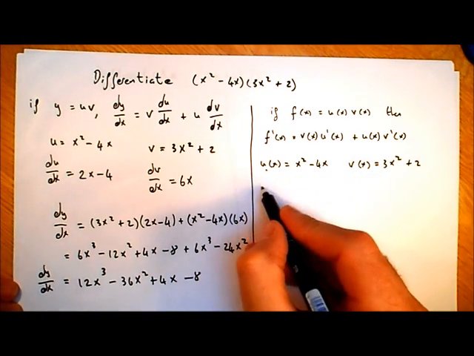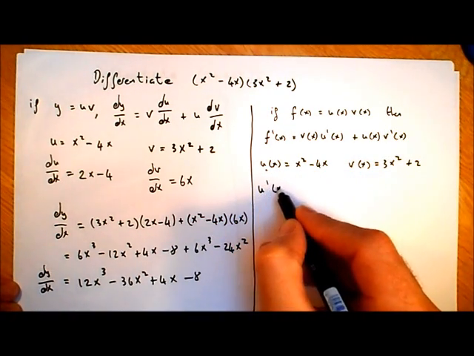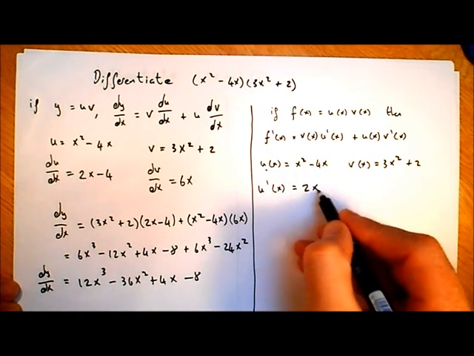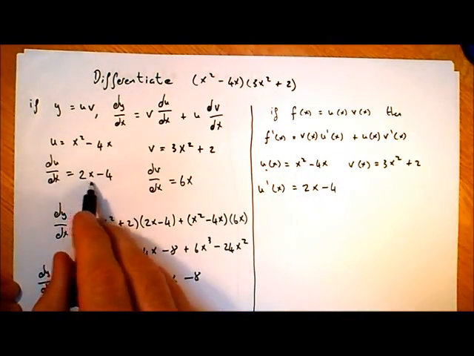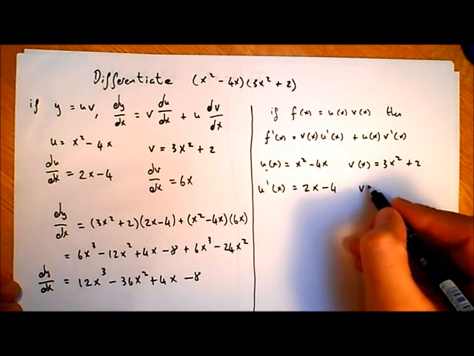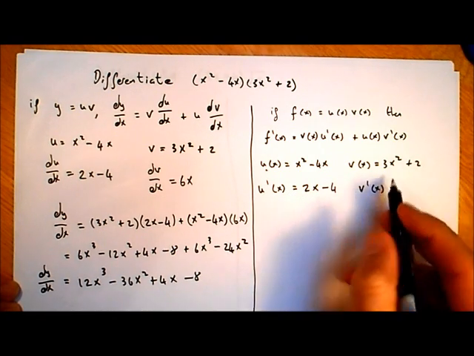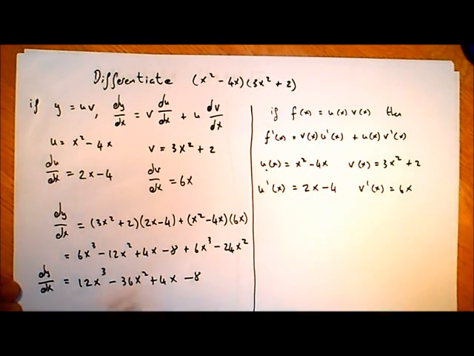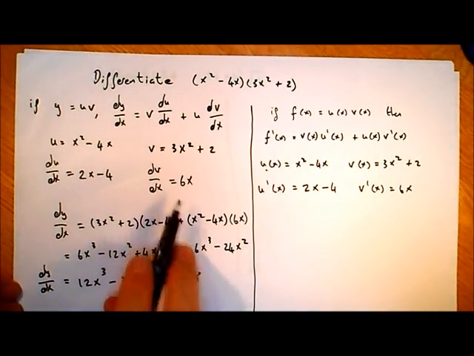I've got u of x here, so I can find, by differentiating that, u dash x. Differentiate x squared minus 4x, I get 2x minus 4, the same as over here, but I called it du over dx here. Here I can get v dash x, and when I differentiate this, I get 6x. I differentiate 2, I get 0, so that's the same as over here.